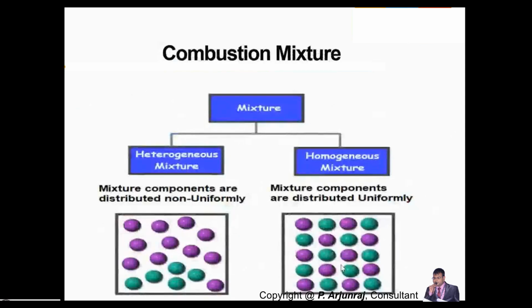Coming back to the combustion mixture, where air and fuel get mixed. In the case of an SI engine, also called a gasoline engine or a spark ignition engine, the mixture is said to be homogeneous. Whereas in the case of diesel, it is called a heterogeneous mixture. What is a heterogeneous mixture? The mixture components are distributed non-uniformly. The air and fuel are going to get distributed non-uniformly, whereas in a homogeneous mixture, the components are distributed uniformly, like in the case of an SI engine or a gas.